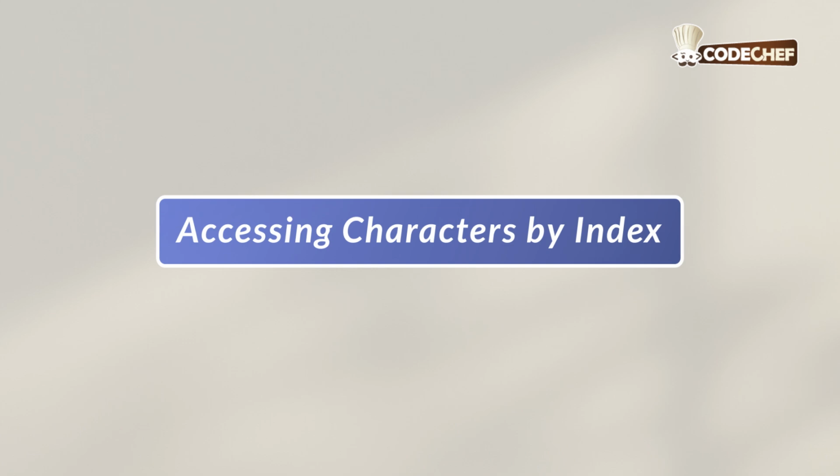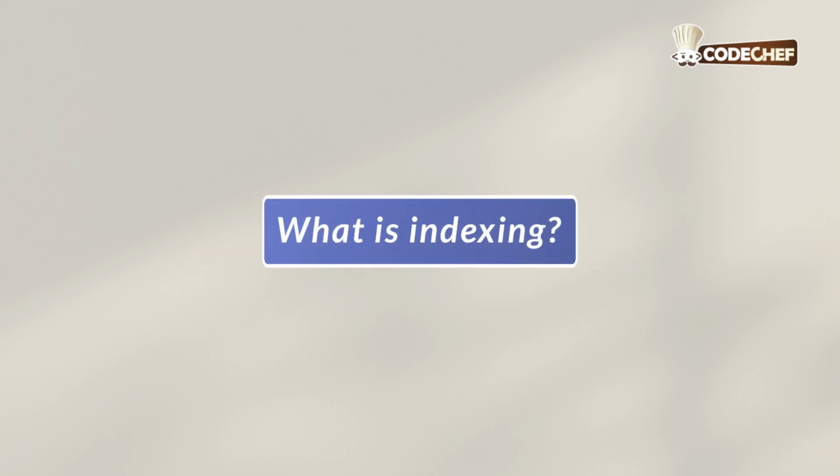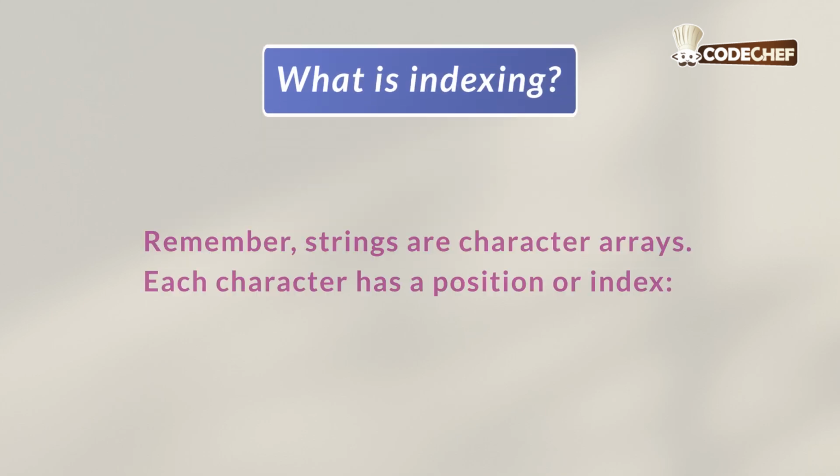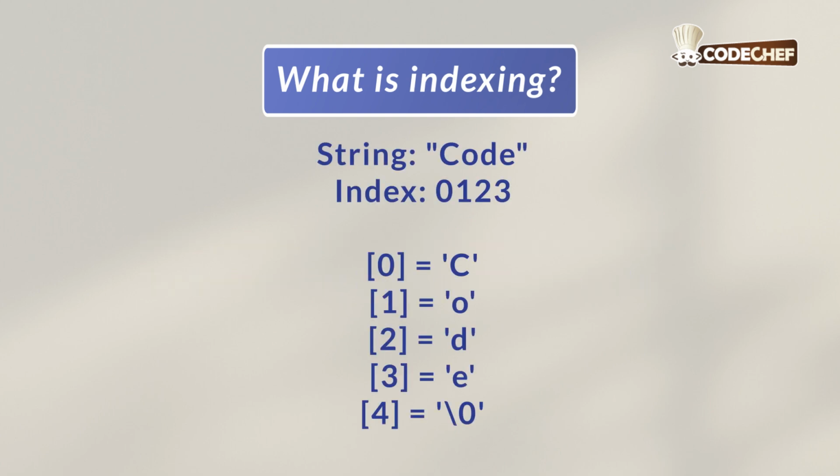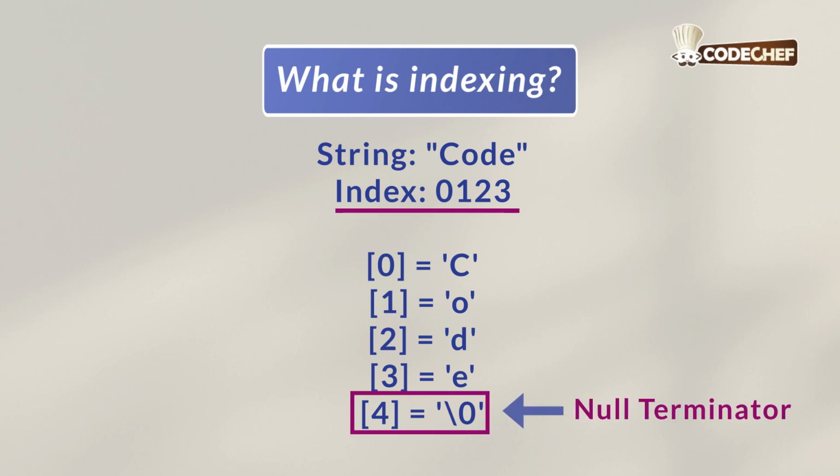Now let's learn how to access and work with individual characters within a string. What is indexing? Now remember, strings are character arrays. Each character has a position or index. As you can see on the screen, for example, string 4 has an index of 0, 1, 2, 3, and the 4th is basically the null terminator.